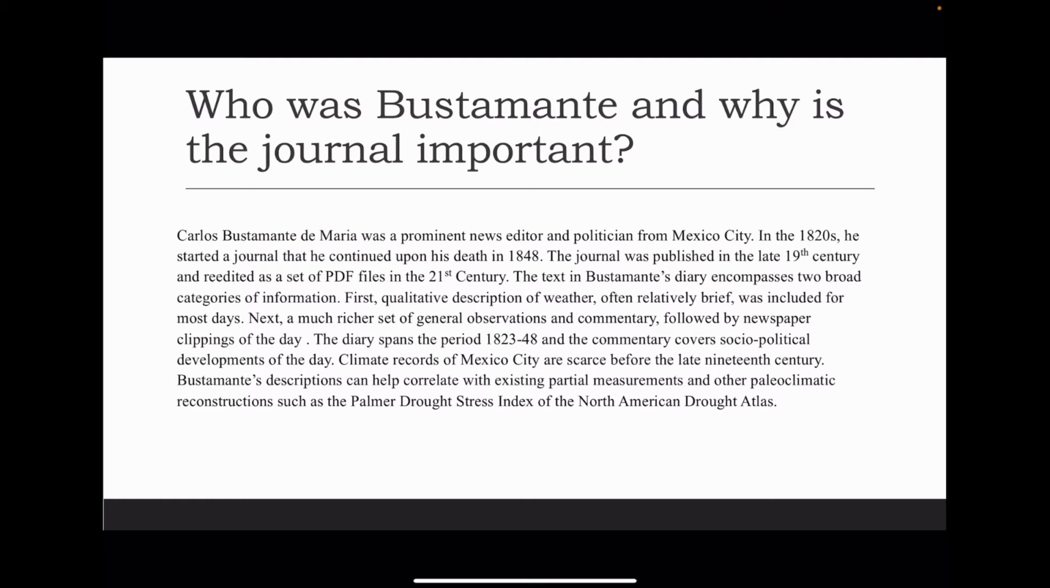The climate records of Mexico City are scarce before the late 19th century, and Bustamante's descriptions can help us correlate with existing partial measurements and other paleoclimatic reconstructions, such as the Palmer Drought Stress Index of the North American Drought Atlas.